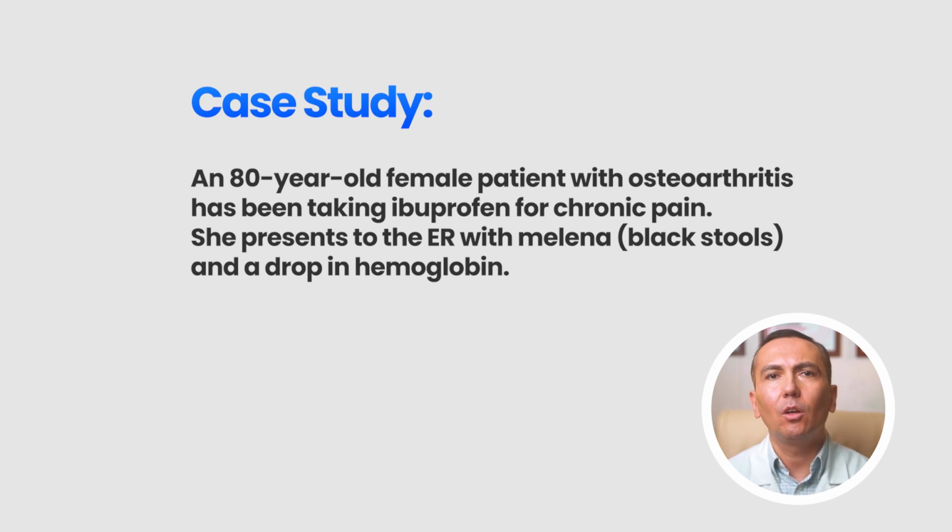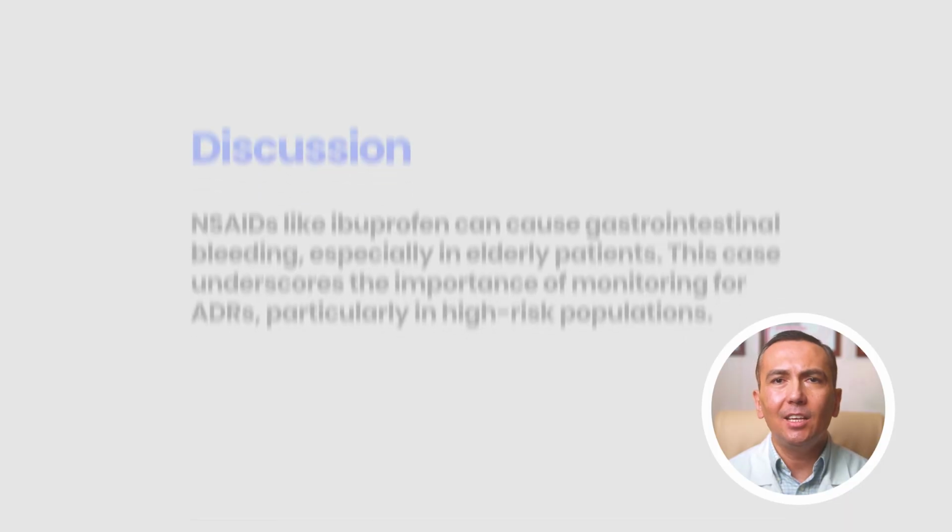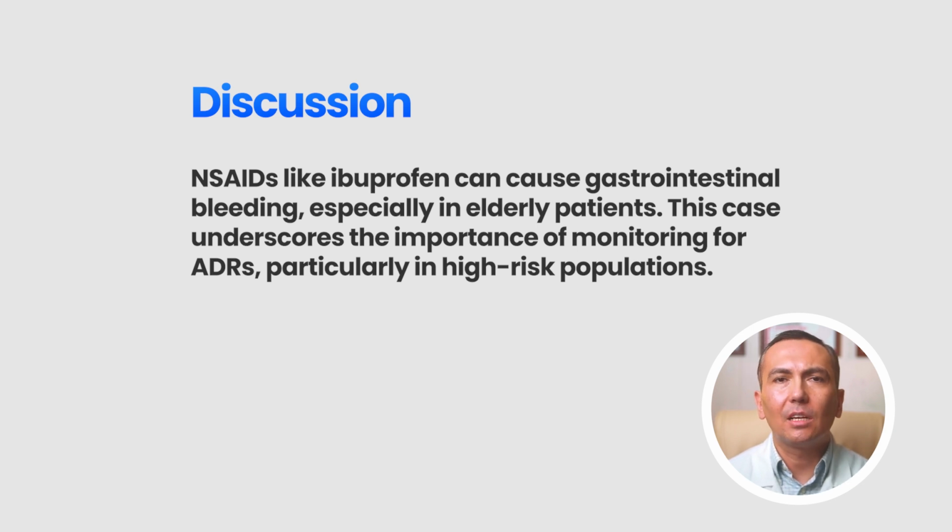Let's discuss a sample case study to reinforce your learning. An 80-year-old female patient with osteoarthritis has been taking ibuprofen for chronic pain. She presents to the emergency room with melena, black stools, and a drop in hemoglobin levels. When we discuss this case, we have to pay attention that this patient is taking NSAIDs for chronic pain. In this case, it's ibuprofen. It can cause gastrointestinal bleeding, especially in elderly patients. This case underscores the importance of monitoring for adverse drug reactions, particularly in high-risk populations.